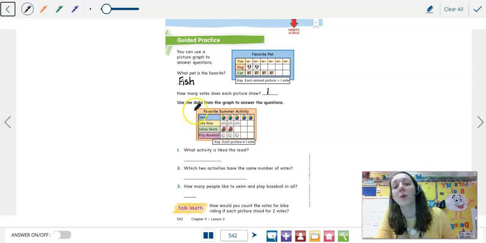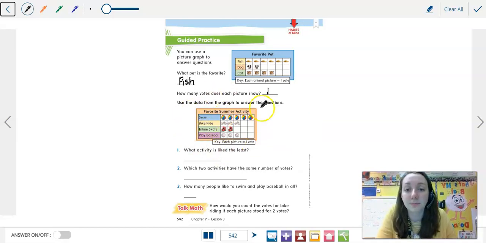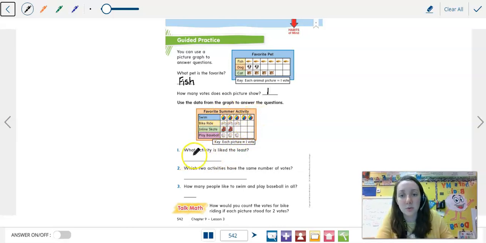Okay, so using the data from this chart about our favorite summer activity, let's answer some questions. It says, what activity is liked the least? Well, come up here. I see which one has the least amount of votes. Inline skating, so we're just going to put skate has the least amount of votes.